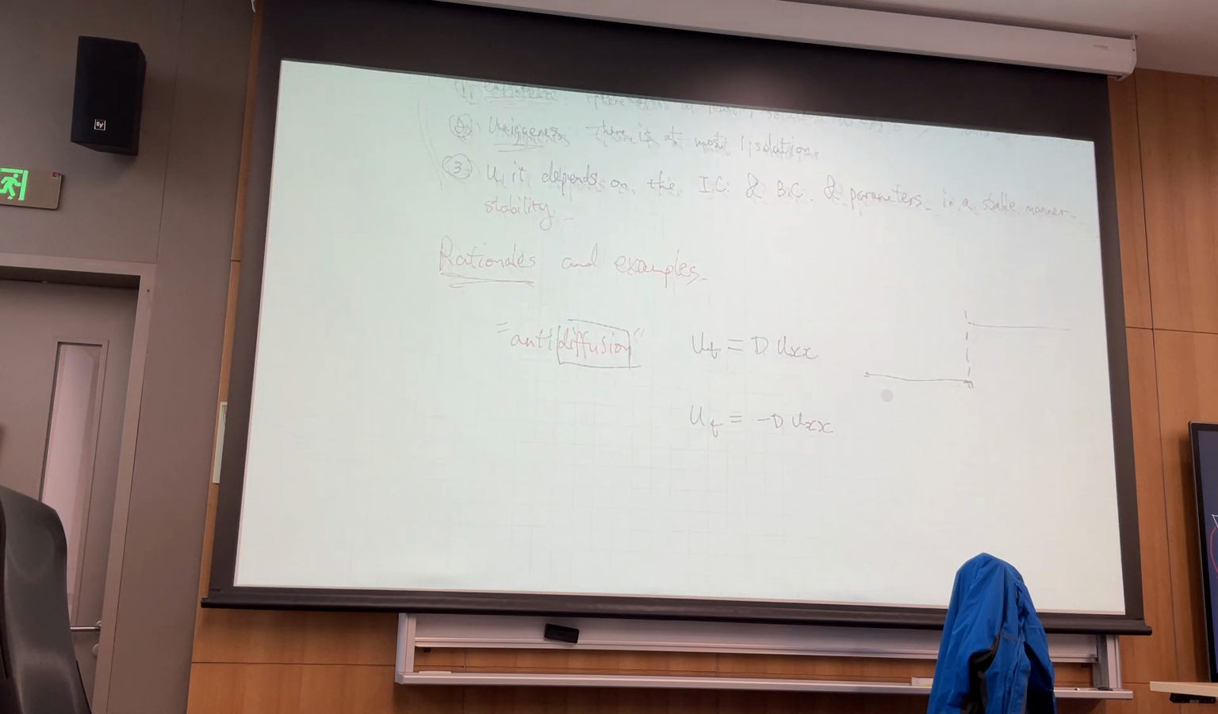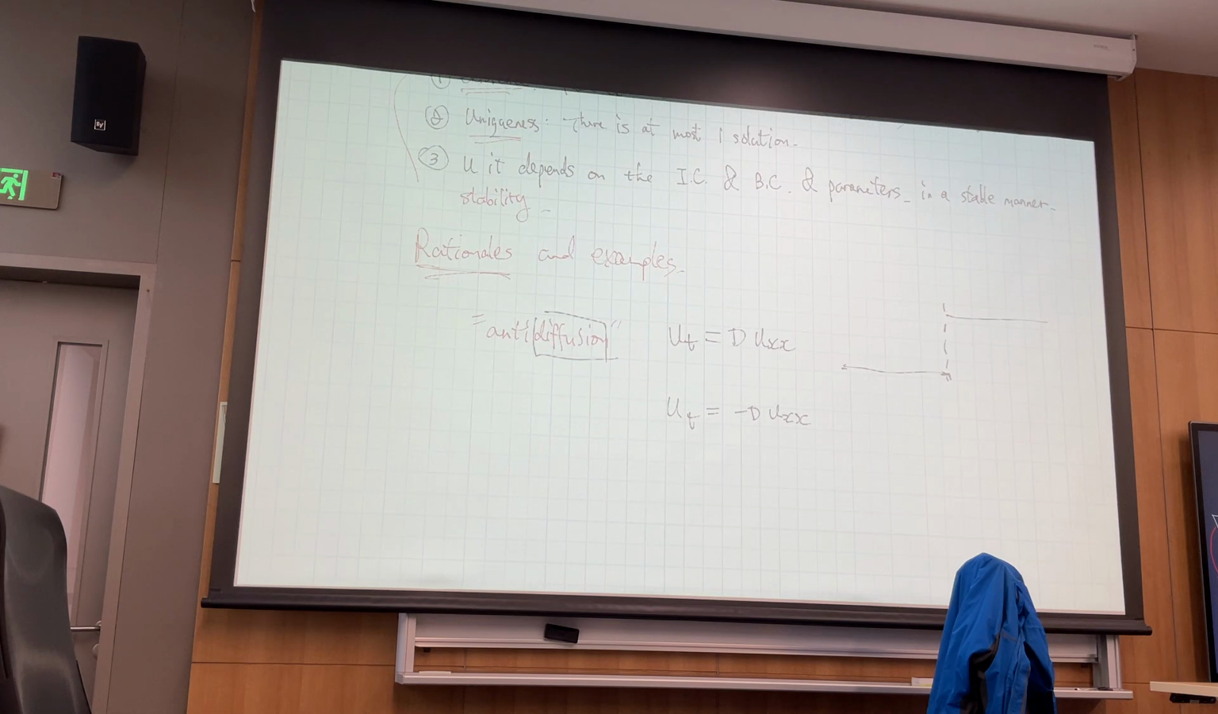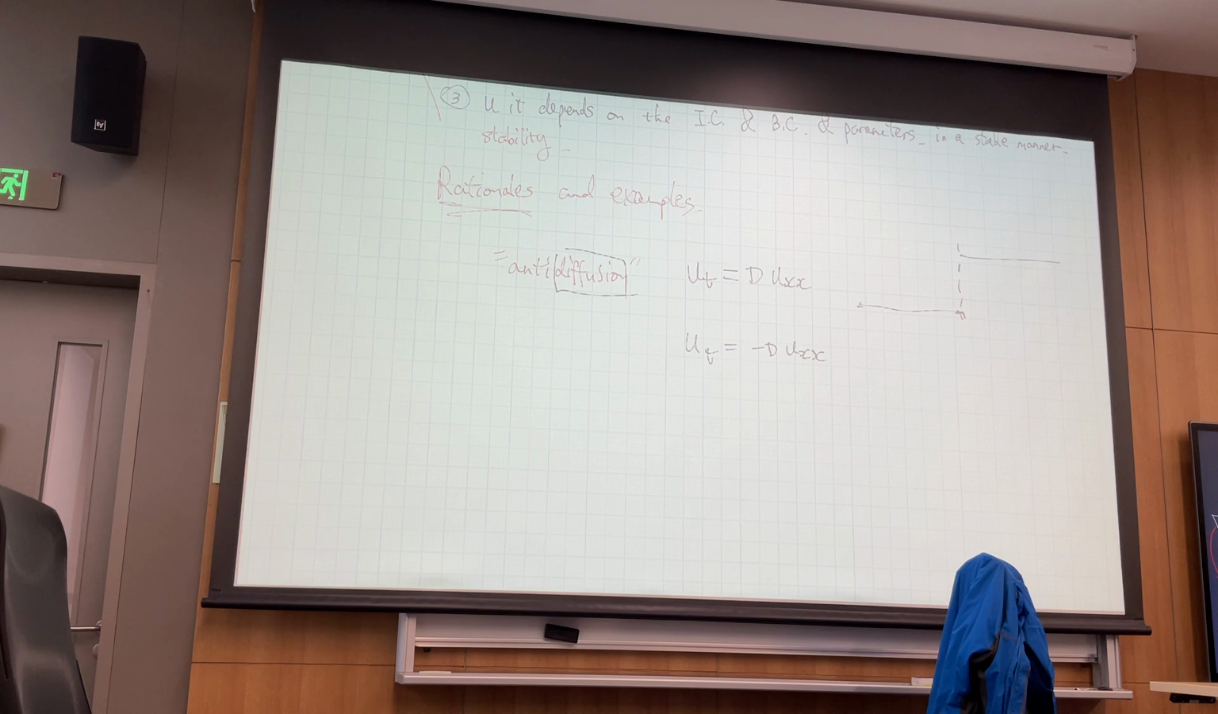This is the first thing. And uniqueness. Uniqueness is the following. We all understand that diffusion is actually a smoothing process, right? That means that for the initial condition, there might be some bumps, right?